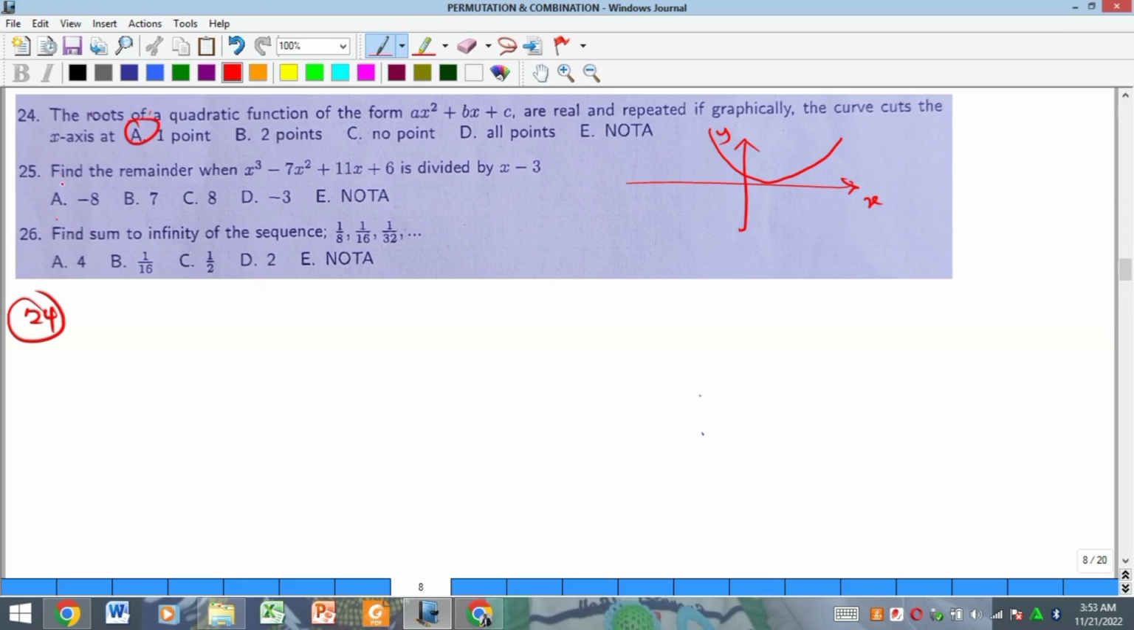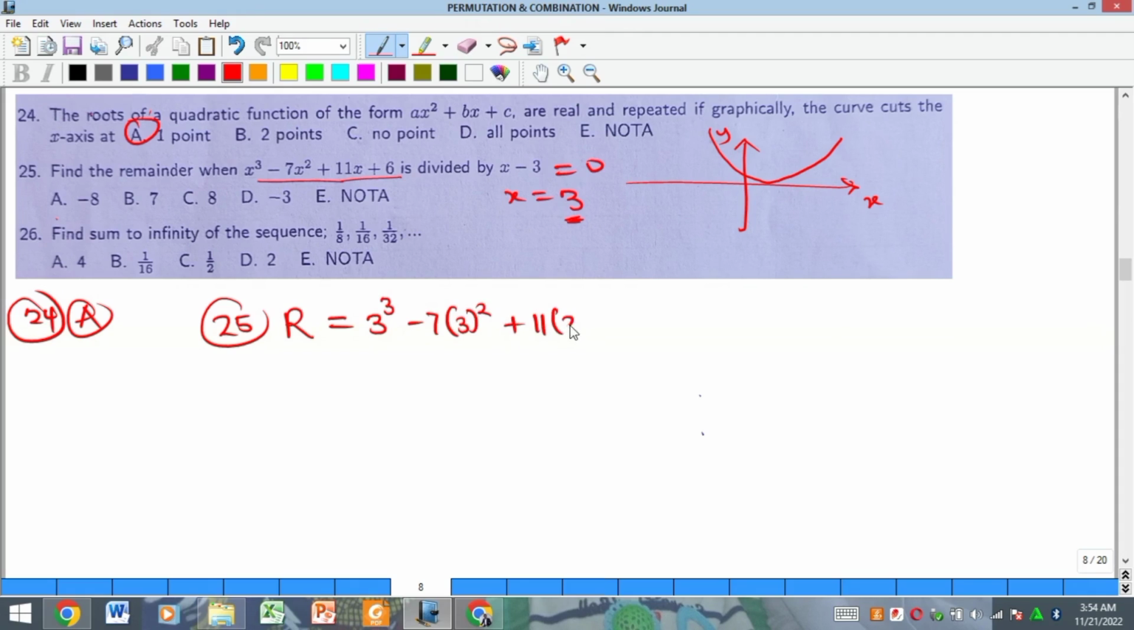So this is the solution, option A. Now the next one, number 25, says that we should find the remainder when this polynomial is divided by this. This one we also use the remainder theorem, which says that if I equate this divisor to 0 and solve for x, and substitute this value of x into the polynomial, whatever I get is the remainder. So the remainder I'm looking for is equal to 3 raised to the power of 3 minus 7 into 3 squared plus 11 times 3 then plus 6.